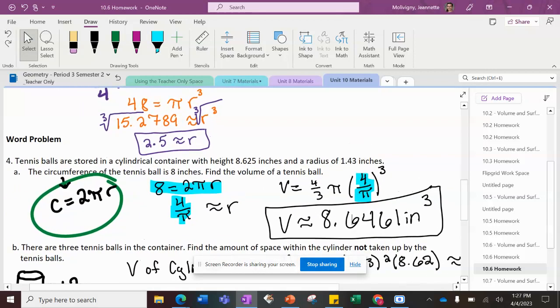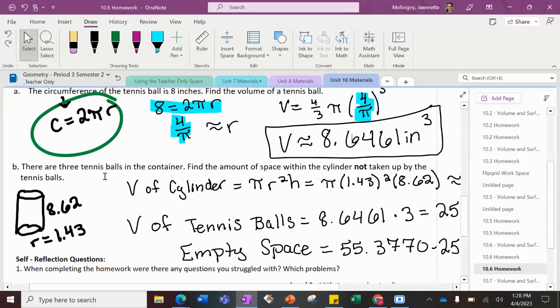When you take 4/3 pi times (4 over pi) cubed, and you type that into your calculator, you're going to get the volume of one tennis ball to be about 8.6461. And again, we're going to round to 4 decimal points because we're going to use this answer in the next question as well. So once you know that circumference is 2 pi r, this question will be pretty straightforward.